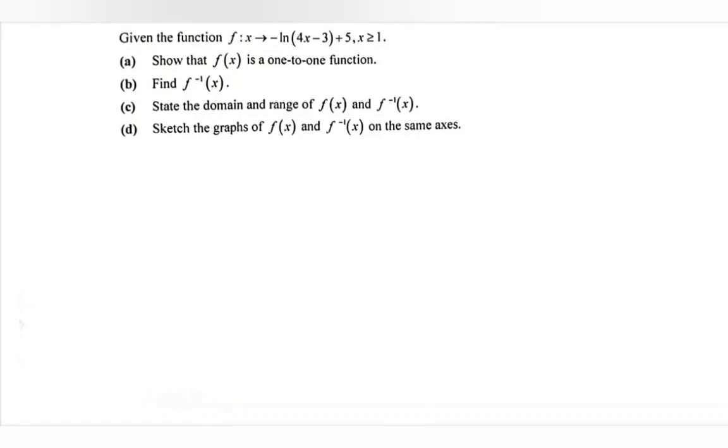Hello everyone, in this video I'm going to discuss an example for function and graph. Given we have the function f(x) = 5 - ln(4x - 3), show that f(x) is a one-to-one function. So let's begin. f(x₁) equals f(x₂).